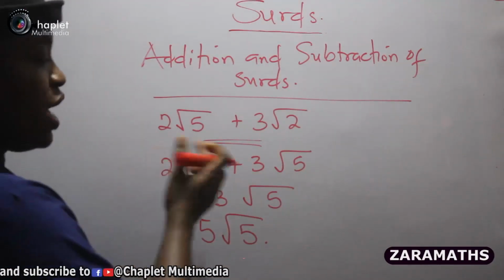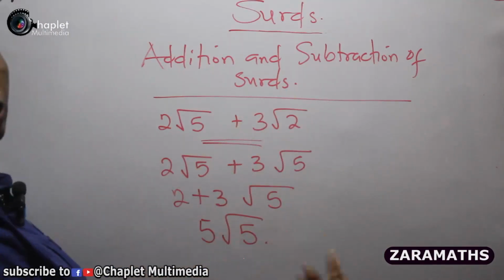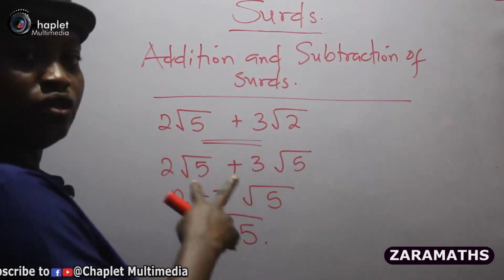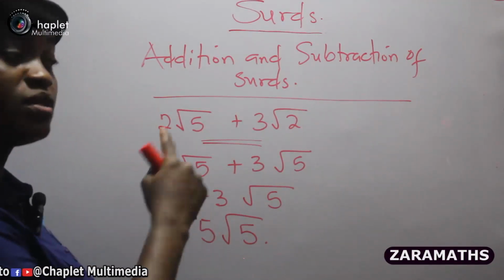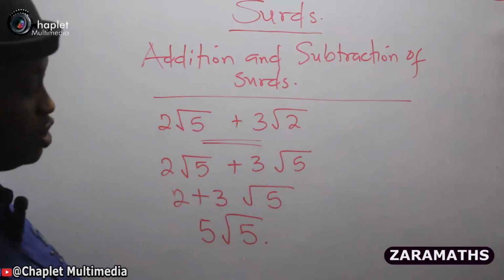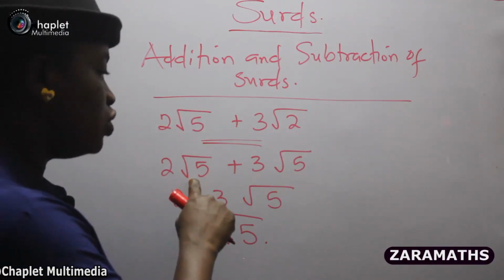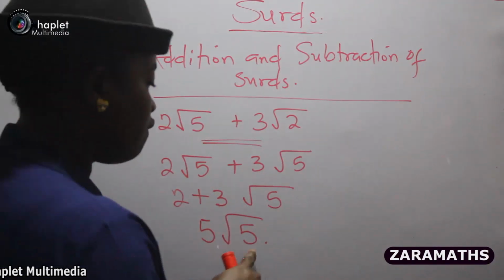It's just like saying 2x plus 3x in algebra. You are not going to be writing the x twice. It is once. So 2x plus 3x is giving us 5x in algebra, but here, because this is a surd, it becomes 5 root 5.